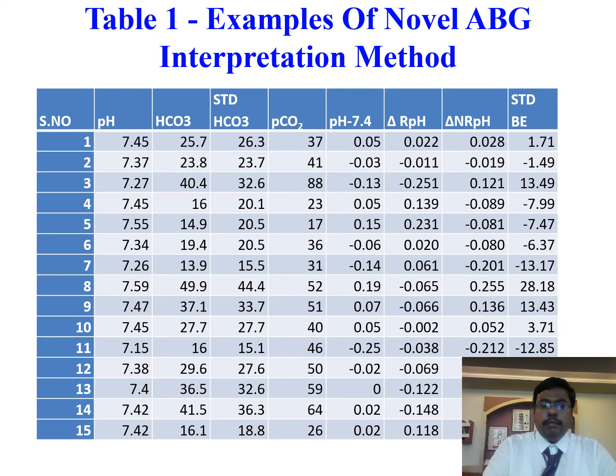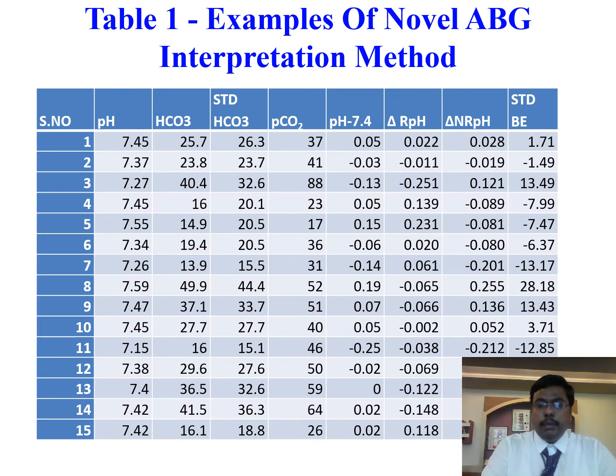Based on this, we will classify the acid-base disorders, whether it is simple, or any compensating mechanisms take place, or mixed disorders. In this novel interpretation method, we just have to look at only the pH change. First we look at the pH and then delta pH. Delta pH is nothing but pH minus 7.4. We have to compare pH minus 7.4 with delta RPH and delta NRPH.